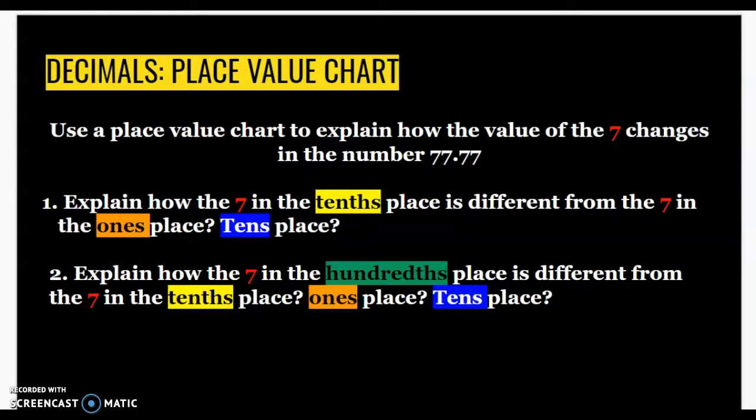Here's our next example. We're going to use the place value chart to explain the value of the 7 and how it changes in the numbers 77 and 7700. First, let's explain how the 7 in the tens place is different from the 7 in the ones place and tenths place. Then we're going to explain how the 7 in the hundredths place is different from the 7 in the tenths place, ones place, and tens place. Let's use our place value chart now.